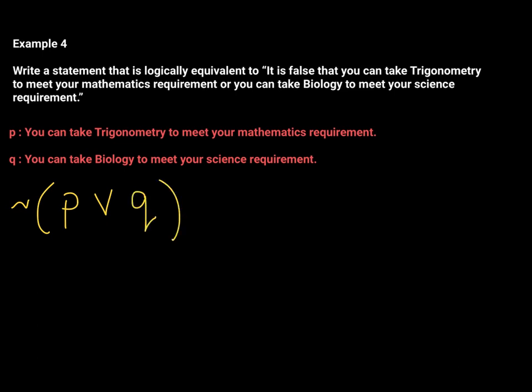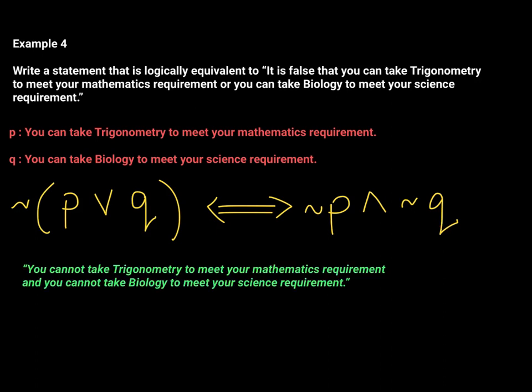So this is the given statement. By De Morgan's law, we know that this is equivalent to, I'm going to distribute that negation symbol, not P and not Q. So not P would mean you cannot take trigonometry to meet your mathematics requirement. Not Q would be you cannot take biology to meet your science requirement. So there's our statement that is logically equivalent to the statement they gave us. Cool.